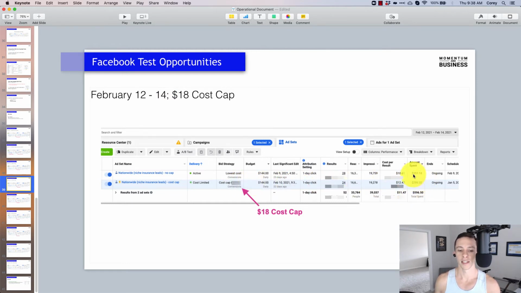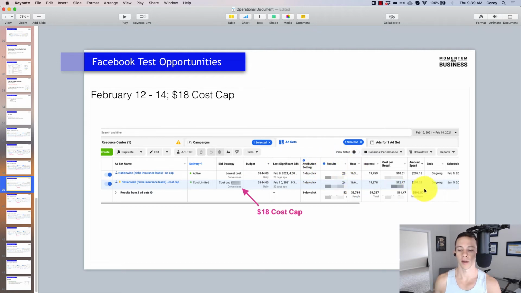What we can see is that with the $18 cost cap, it's still spending its entire budget, the same amount of budget as the no cap variation. The budget may have been lower, because what is this, 3 days? Yeah, the budget was slightly lower than $144. I think it was about $100 a day here. I did increase the budget in between when these ad sets were running and when I took these screenshots. So they were a little bit lower than this $144 at one point.